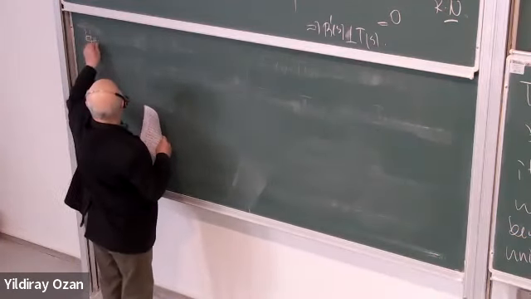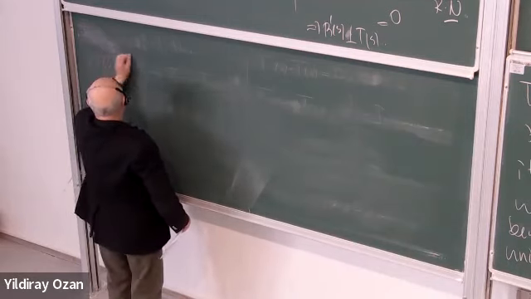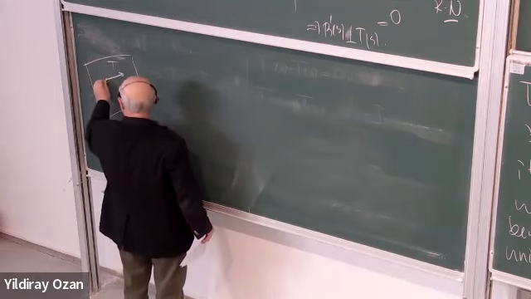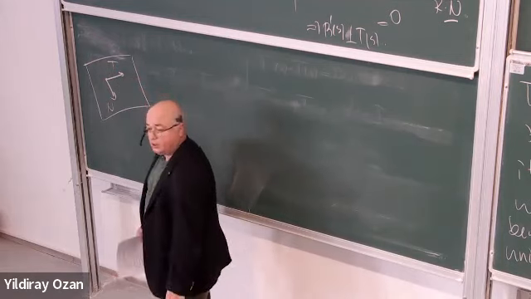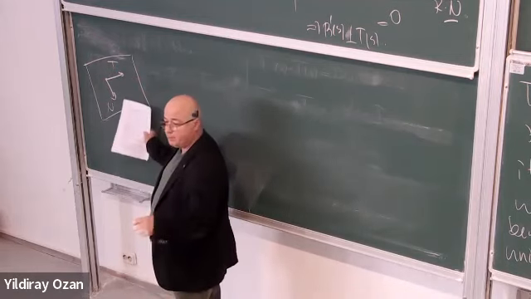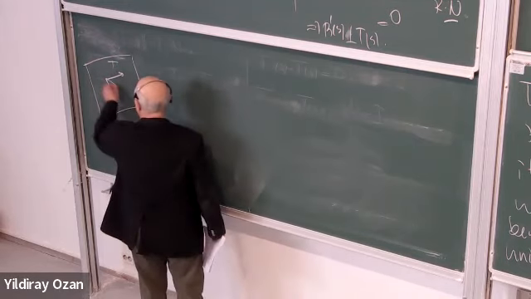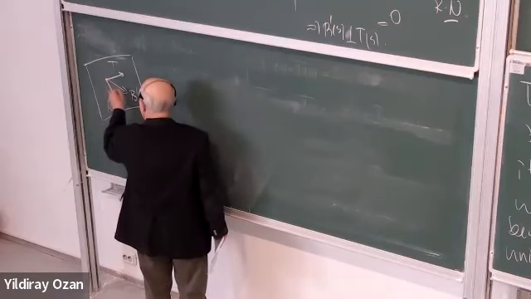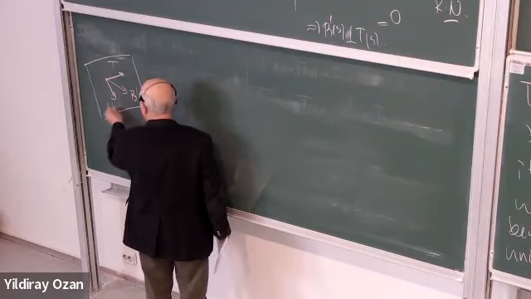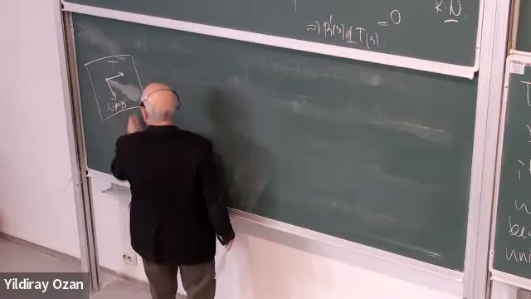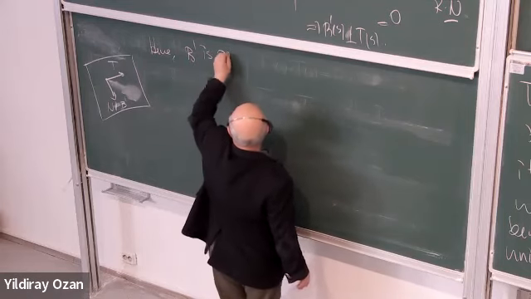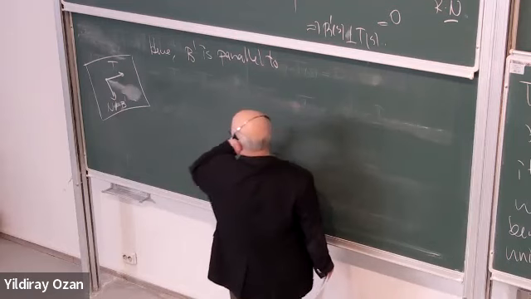Hence, now we have this plane. This plane is spanned by two vectors, T and N, which are perpendicular to each other. And B prime is another vector in this plane, and it is perpendicular to T, right? So if B prime is perpendicular to T, then it should be in this direction. So it should be parallel to N. Hence, B prime is parallel to N.